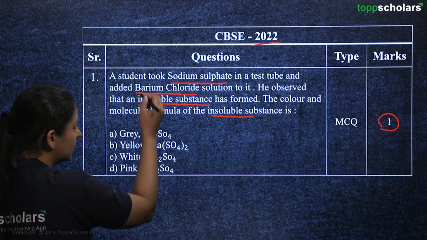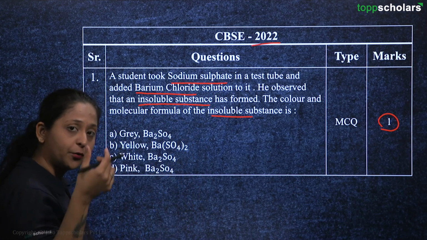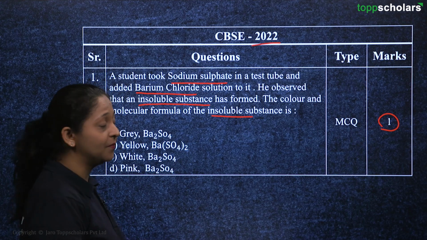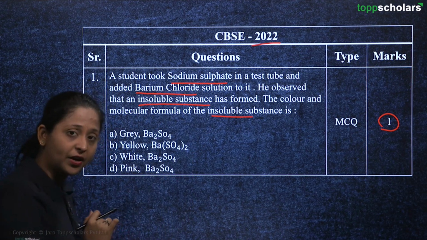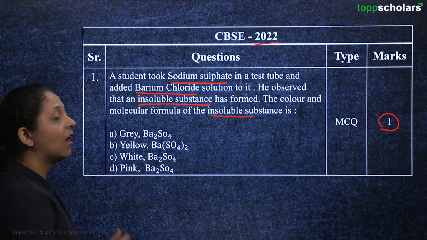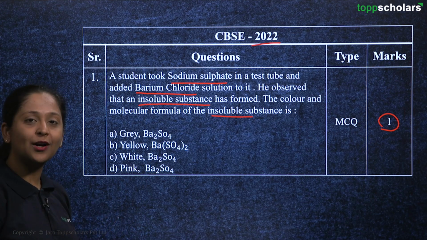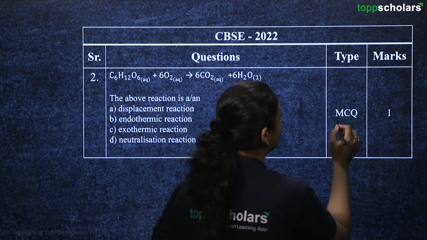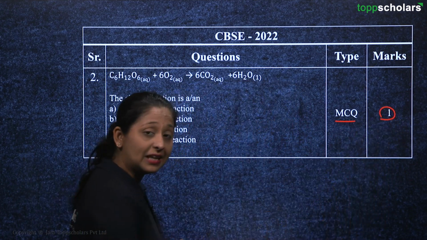So you have to determine what will be the product formed when your sodium sulfate is reacting with barium chloride. So you will be producing barium sulfate, that is for sure, and the color which you observe, you have to mark accordingly. The next, again 1 more question which is a multiple choice question from the same year paper.